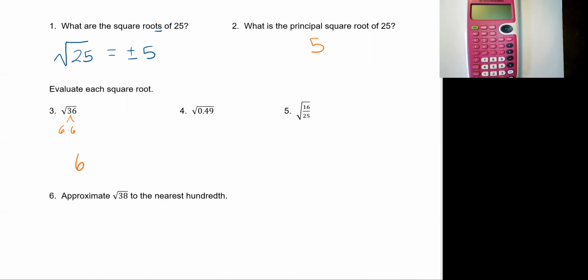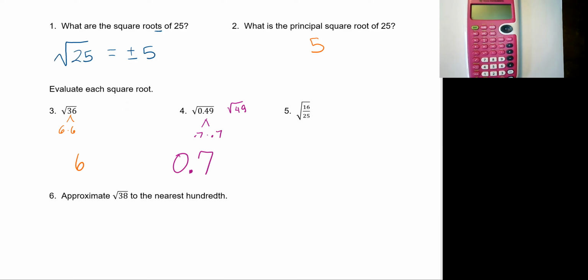Number 4, what number times itself will give you 0.49? Well, we know that the square root of 49 would be 7. So the answer to the square root of 0.49 would be 0.7 times 0.7. So our answer is 7/10.